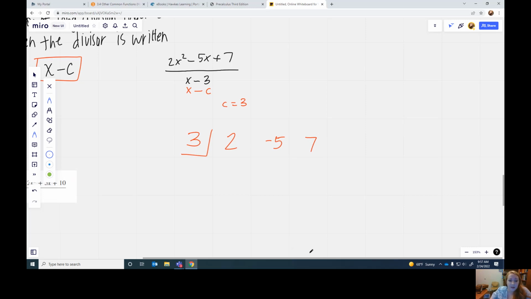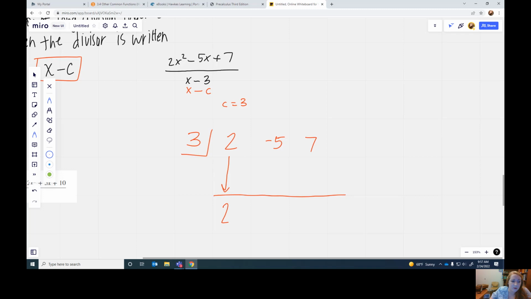Now you're going to skip a line, then draw a long straight line under those coefficients. Now the first term always drops straight down. Always, that happens every time. Once you've dropped down that first coefficient, then you start multiplying. 3 times 2 is 6.